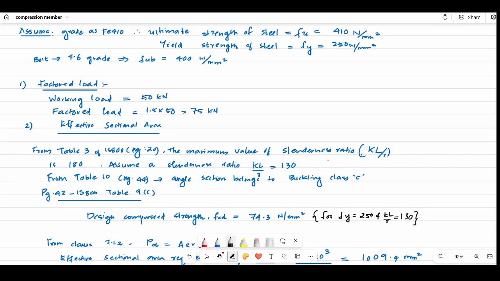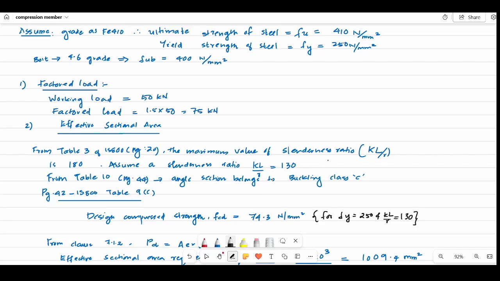Here the slenderness ratio needs to be assumed, and we know that in table 3 of IS 800, which is on page number 20, the maximum value of slenderness ratio for a compression member is 180. So we can select a value below that. I assume the slenderness ratio, which is KL by r, as 130. And we know that KL is the effective length, r is the radius of gyration, and usually the minimum radius of gyration has to be considered.